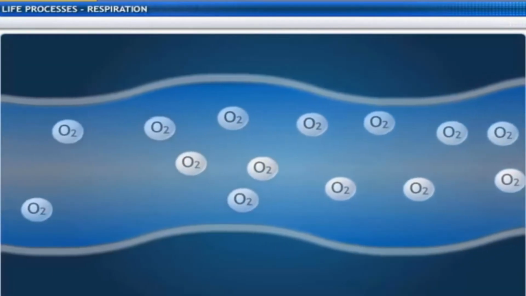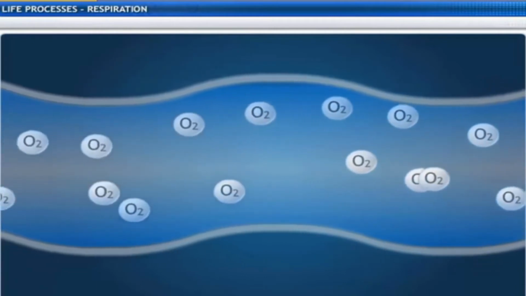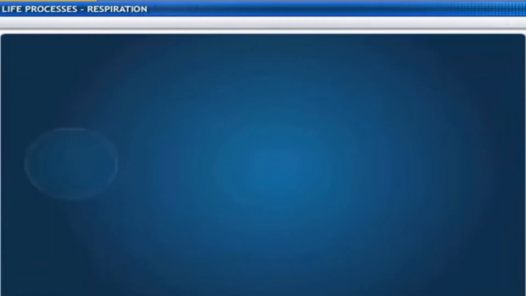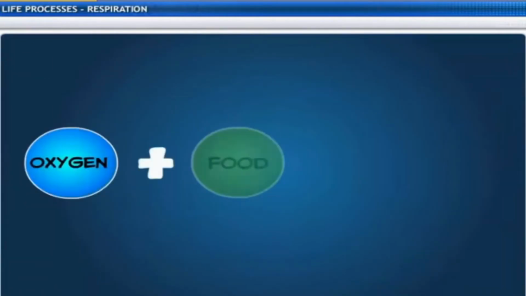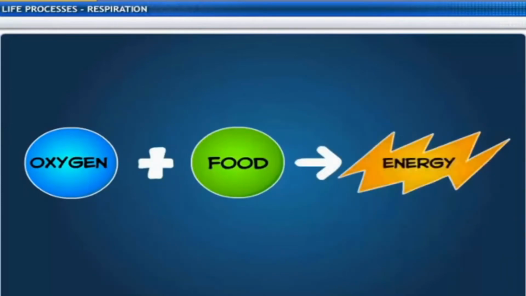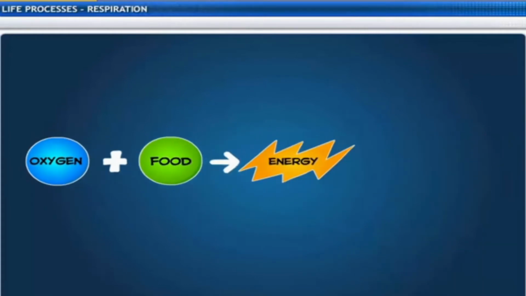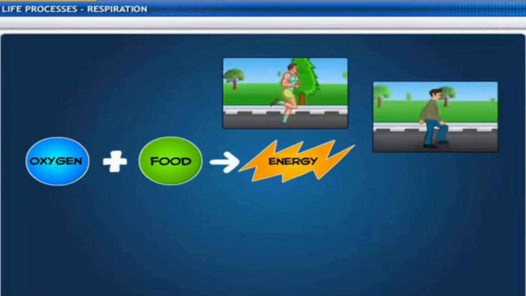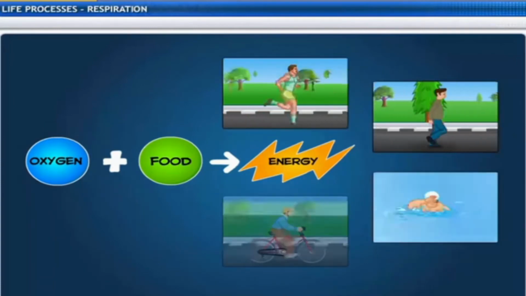Air is vital for us as it contains oxygen. Oxygen is used to break down the food we eat into energy. This energy, in turn, is used by us for various activities like running, walking, swimming, and cycling.